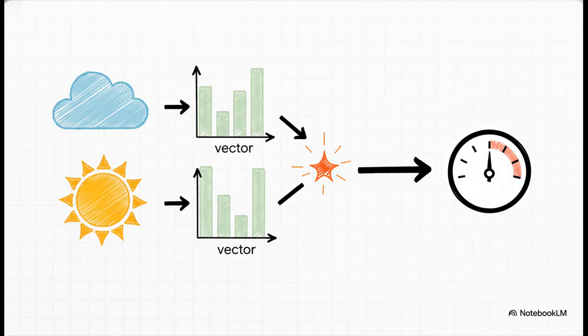So the original idea seemed logical enough. Every word can be turned into a list of numbers, a vector that kind of captures its meaning, its vibe. And if you want to see how related two words are, you just calculate their dot product. The higher the score, the more related they are. Simple, right? Well, the real world is a bit messier than that.